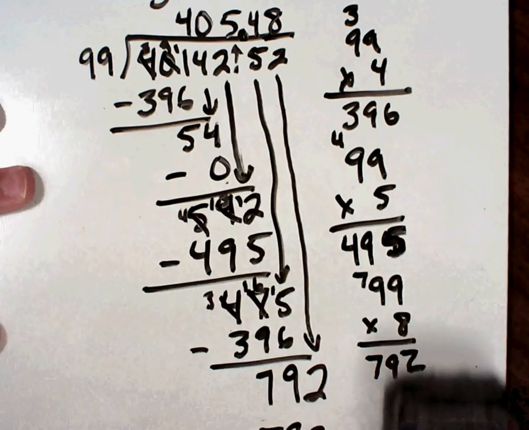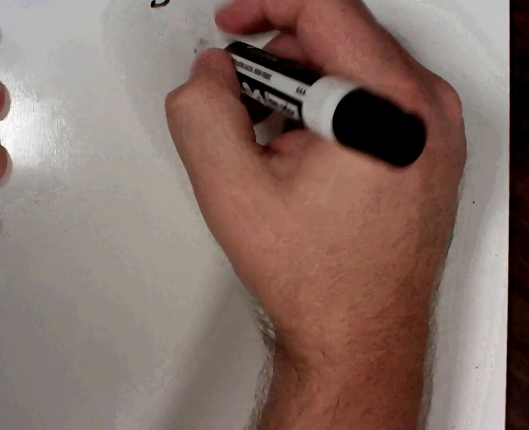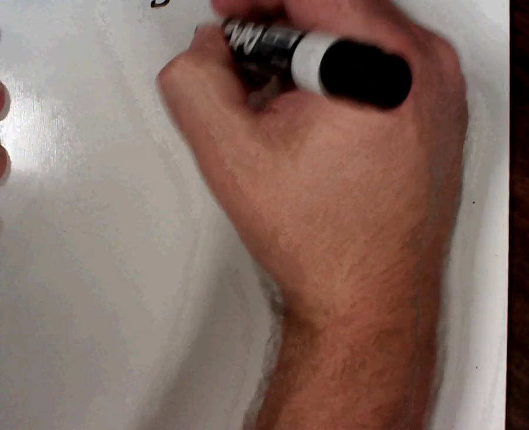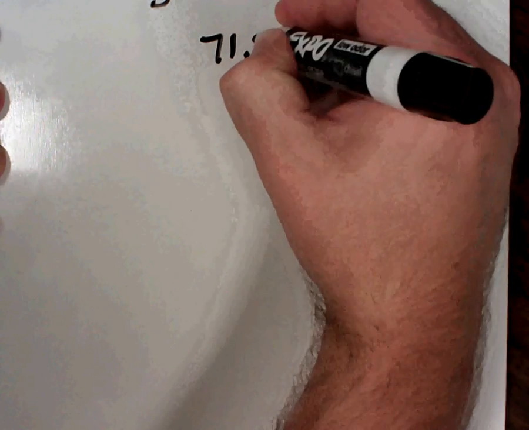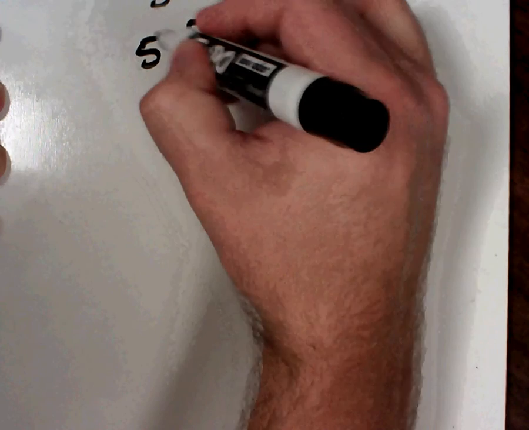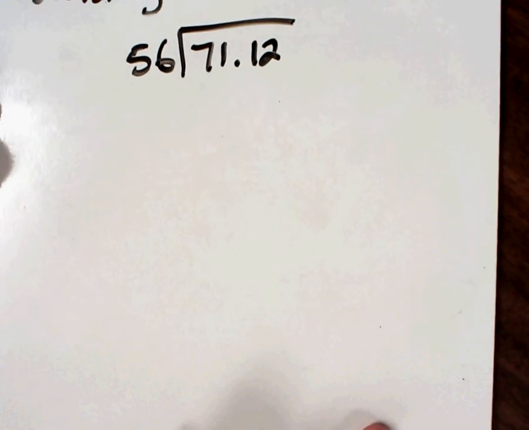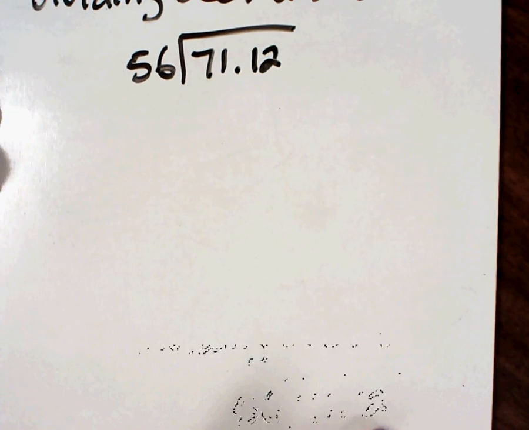All right, on to number 2. Number 2 is going to be a little bit less computation, a little bit smaller problem. So we've got 71 and 12 hundredths divided by 56. Now 56 we're going to estimate to be pretty close to 60. So that should help us.